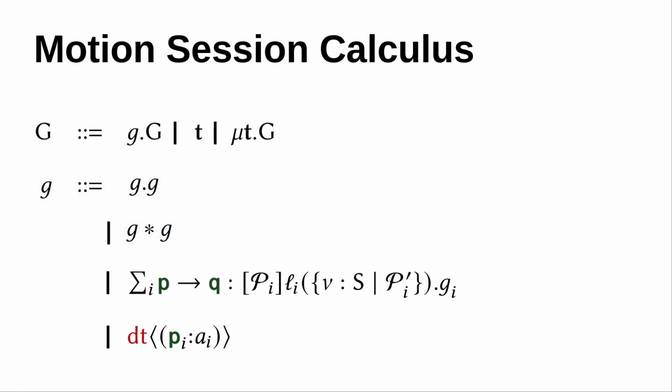Now that we have seen how motion primitives compose, we can look at the coordination layer. The motion session calculus brings together message passing synchronization and motion primitives. In this picture, we see the syntax to write a global specification. Let me guide you through the main elements. At the top level, choreographies are big while loops. This is not a fundamental restriction, but it makes it easier to check that a choreography is well formed.